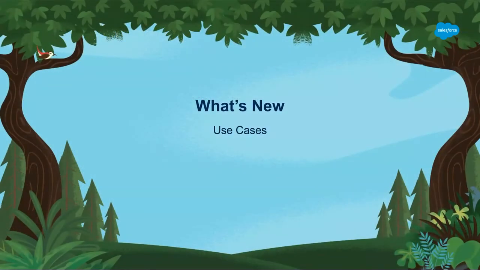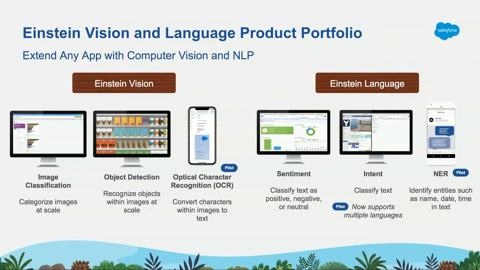With that, I'm going to talk about what's new, the latest products that we've announced this week at Dreamforce. For Einstein Vision and Language, on the vision side, we have Optical Character Recognition, or OCR, which is the ability to read text in images. Under Einstein Language, intent now supports multiple languages, and we'll go into a little more detail there, as well as a new product that we're announcing, Named Entity Recognition.